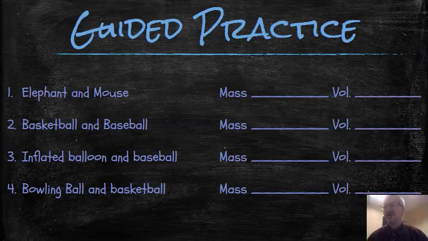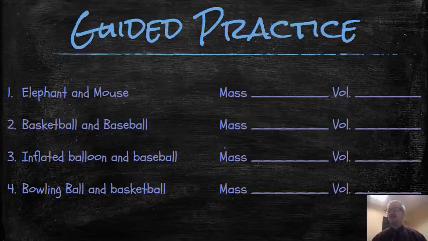Now it's your turn. If you open up the file for the lesson for today, you'll find an independent or guided practice where you're going to complete 3 sections. The first section asks you to compare 2 objects, 2 things, and decide which has greater mass and which has greater volume. So, I'm going to do the first one with you, and then you can do the other 3.